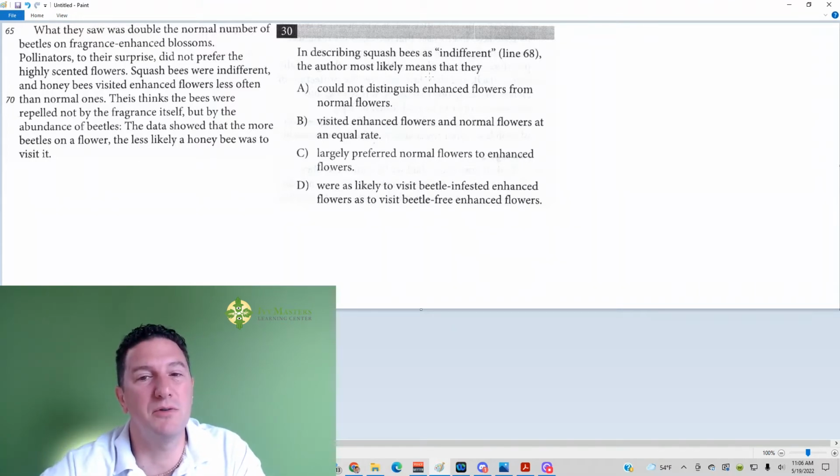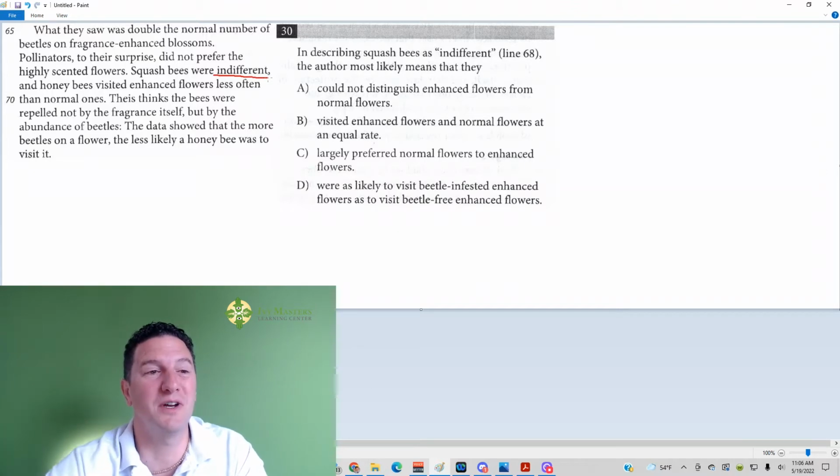So let's go to the paragraph now. Notice it is line 68. Here's the word indifferent. But remember, for any line reference question, you want to read before and after the line. Typically, that's going to be really helpful to answering the question.